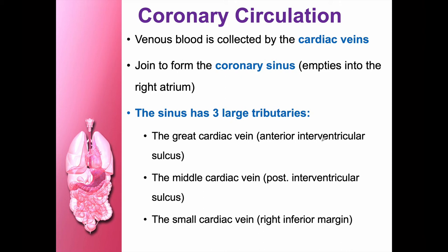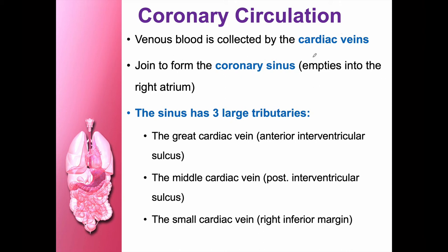Next you have to know about the coronary circulation. The venous blood is collected by the cardiac veins. Okay, as I told you, the myocardium of the heart is receiving around 900 ml of blood. And this 900 ml of blood should come back to the right heart circulation through the veins. So that's why the cardiac veins are formed.